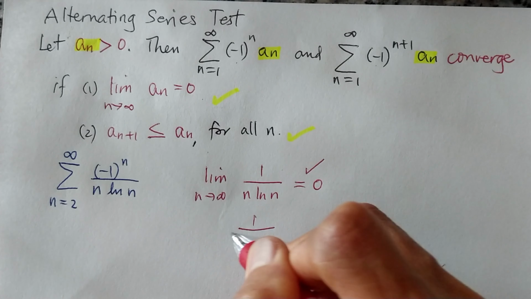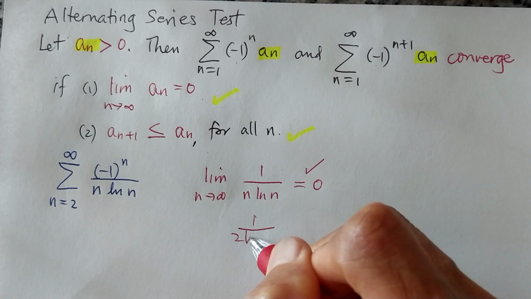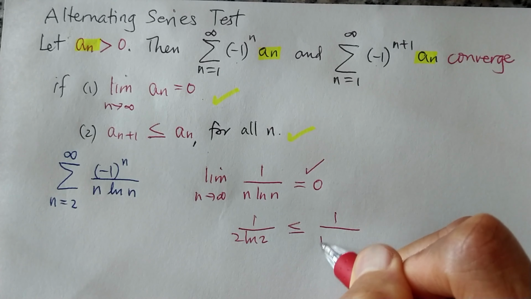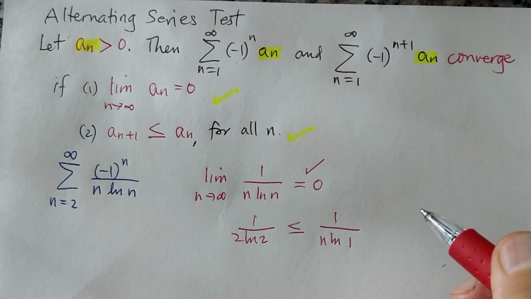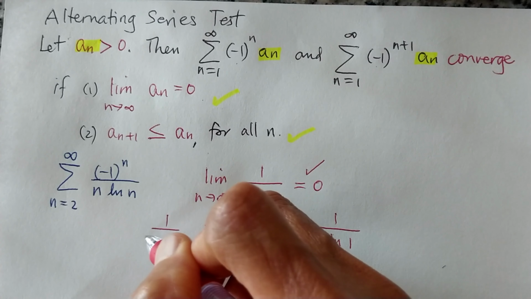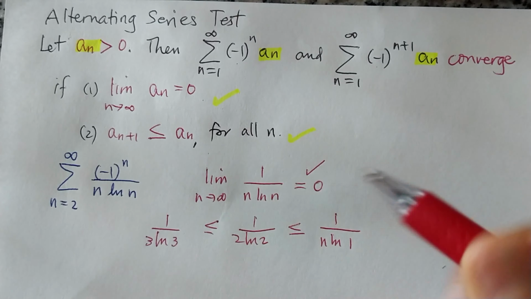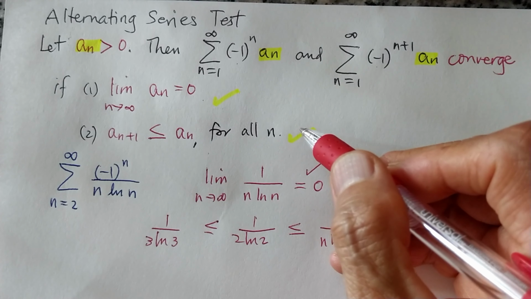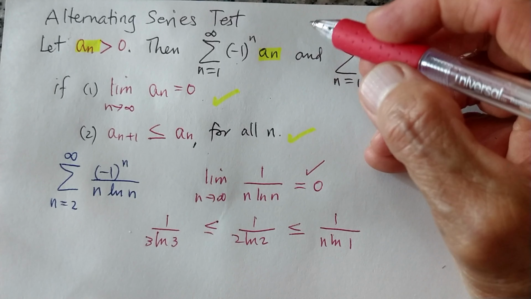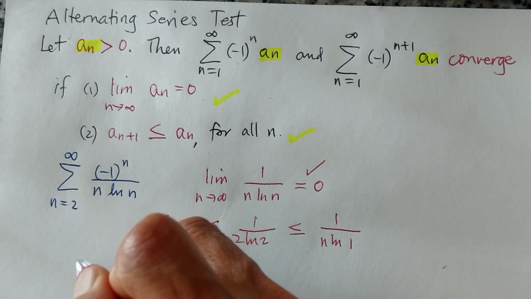Is 1 over 2 ln of 2 less than or equal to 1 over n ln of n? Yes, of course. And this is less than 1 over 3 ln of 3. And so the second condition is satisfied. And because these two conditions are satisfied, then the series converges.